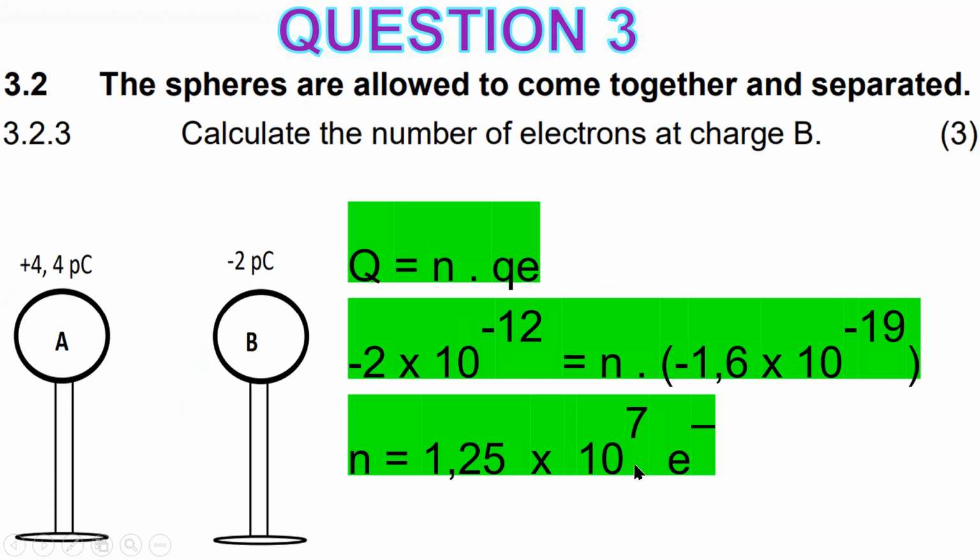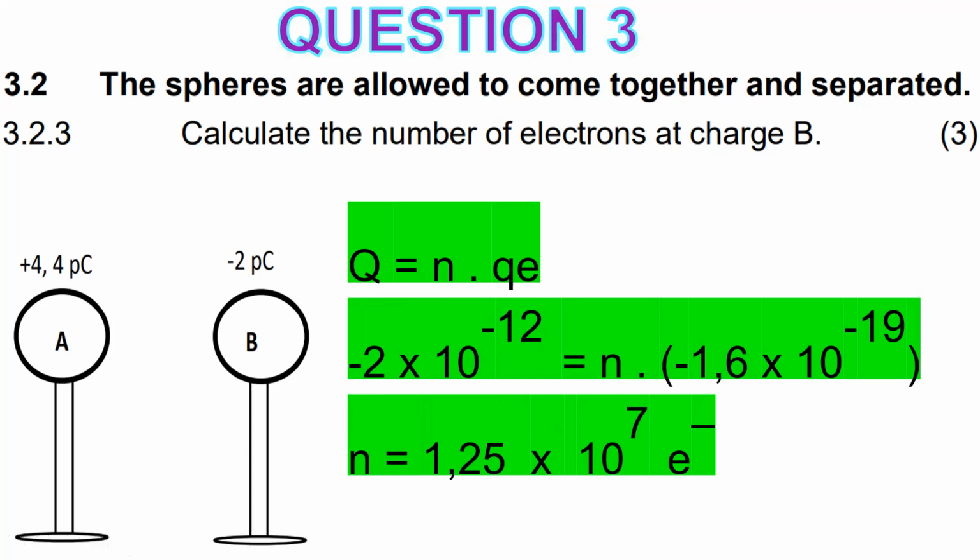Okay, we have done this question. Calculating number of electrons, as you see, we are using the charge equals N QE formula. Okay, we have done. We forgot this -2, but we added it now. All done, all okay.